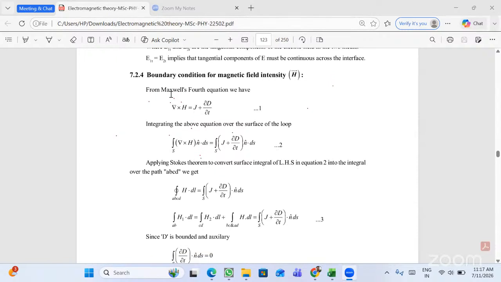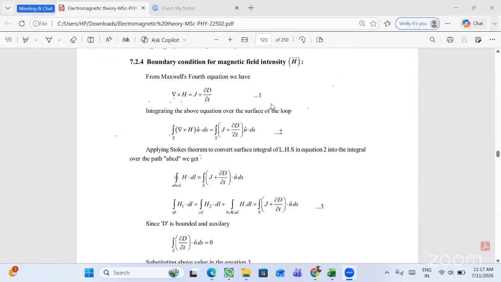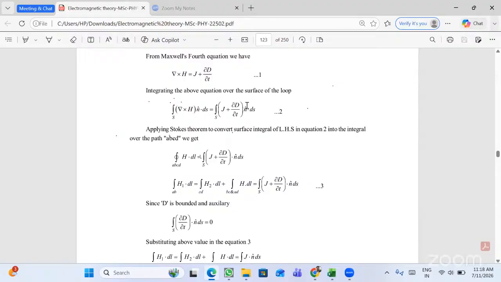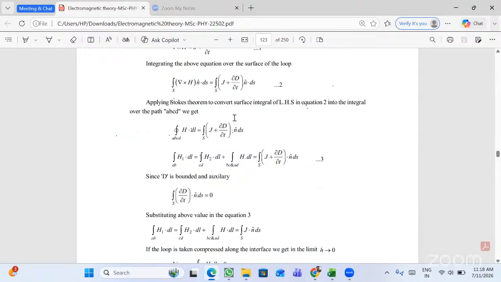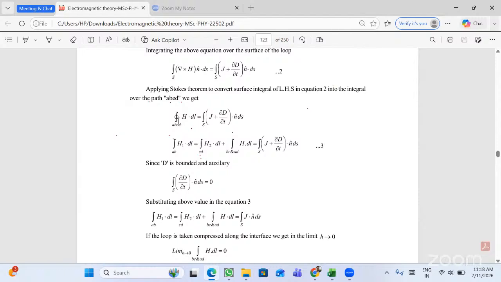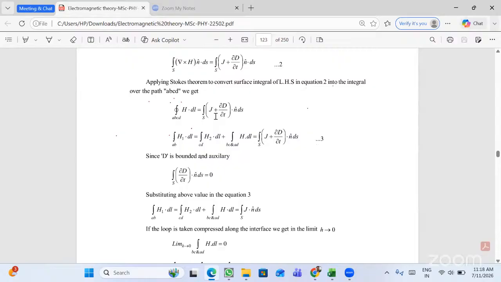Next, we are going to see the boundary condition for H. So the same procedure as we have followed previously, but the only thing is we are going to take the fourth Maxwell's equation, that is del cross H is equal to J plus ∂D by ∂t. Next, what we did, we applied the surface integral on both sides. And again, we will be converting this surface integral into the line integral by using Stokes theorem. So we have got this line integral of ABCD H dot dL. And on the RHS, we have the same S. We are not converting the RHS, only the LHS.